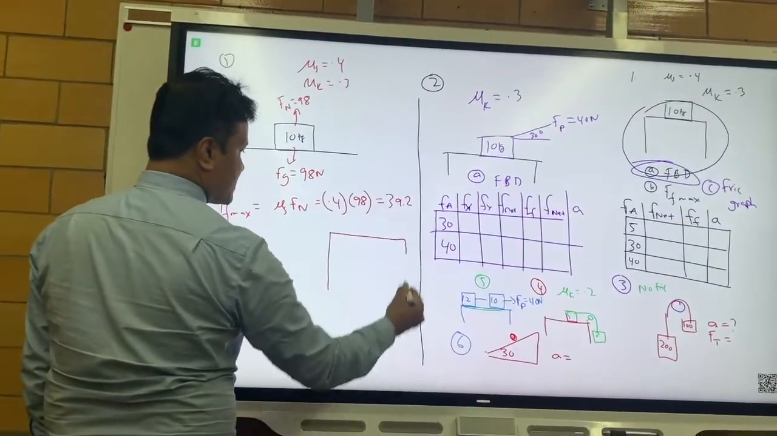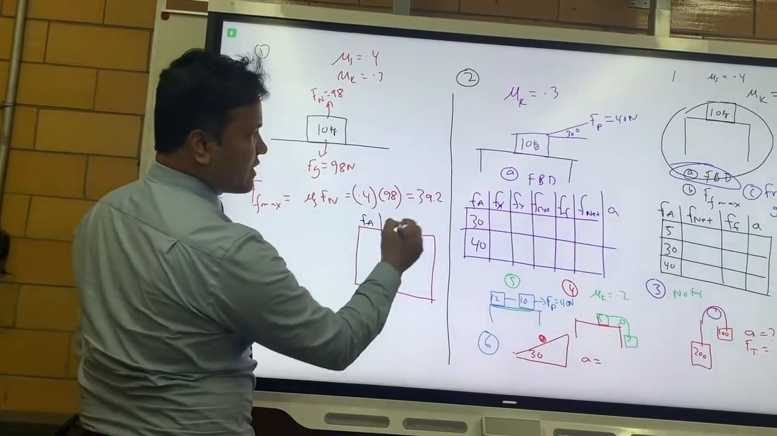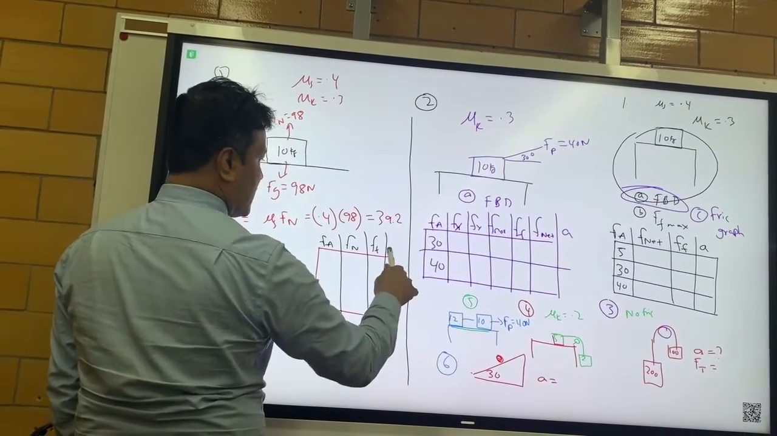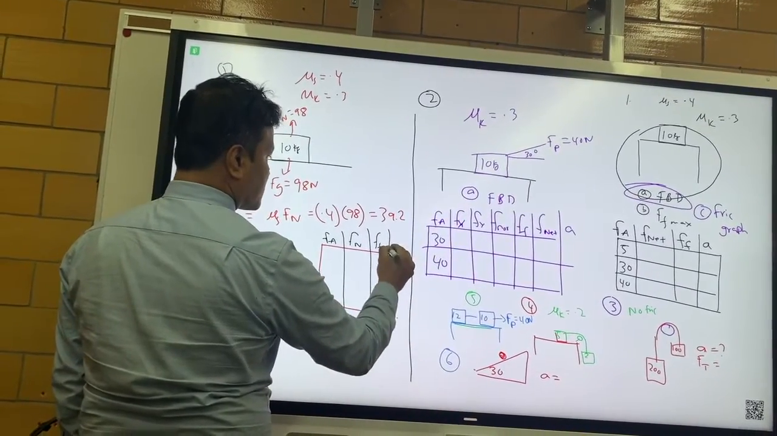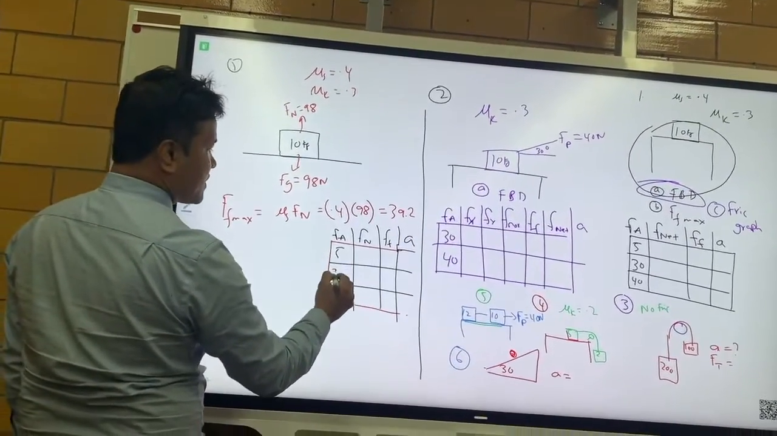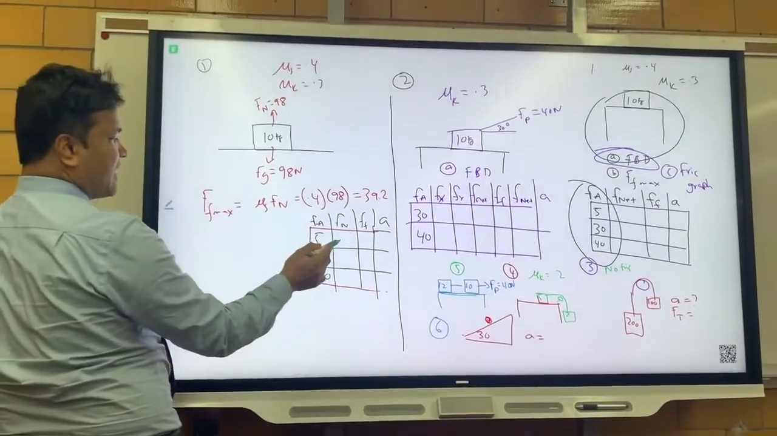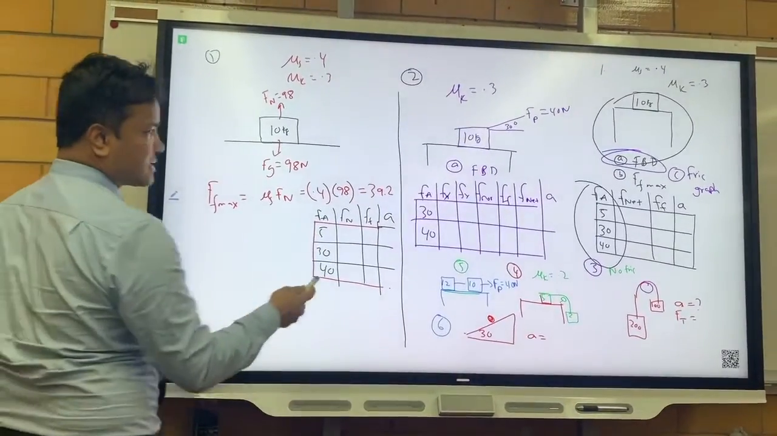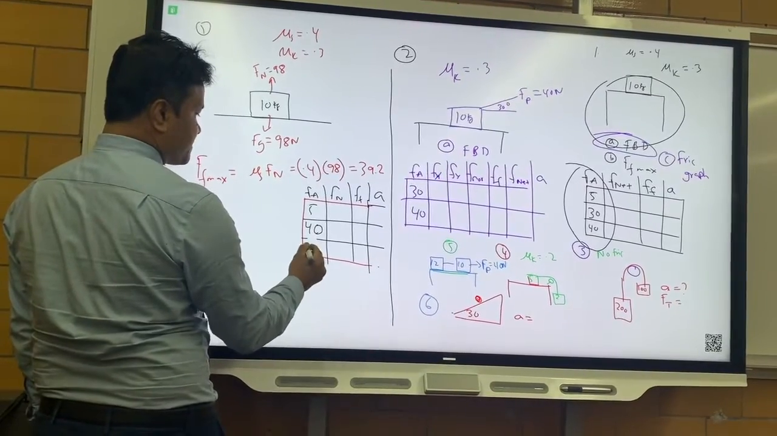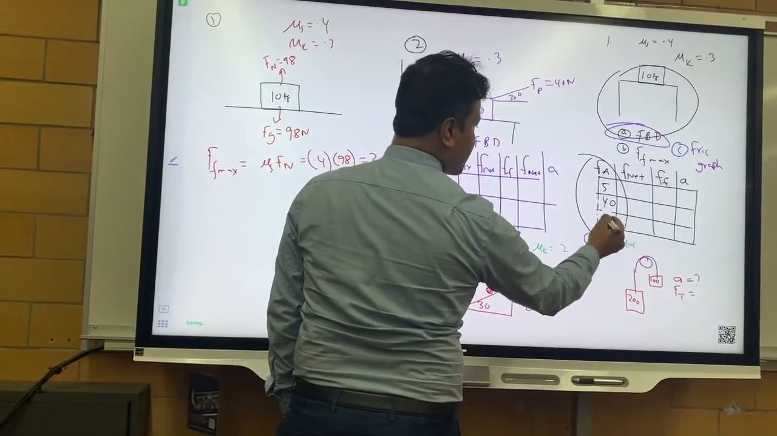So when you do the table, this is our table as you see over there. We have Fa, we have Fnet, we have Ff, and we have acceleration. So Fa is 5, 30, and 40 Newton, as you see over here. Okay, is 5 greater than? Let's make it 40, and let's make it 50.